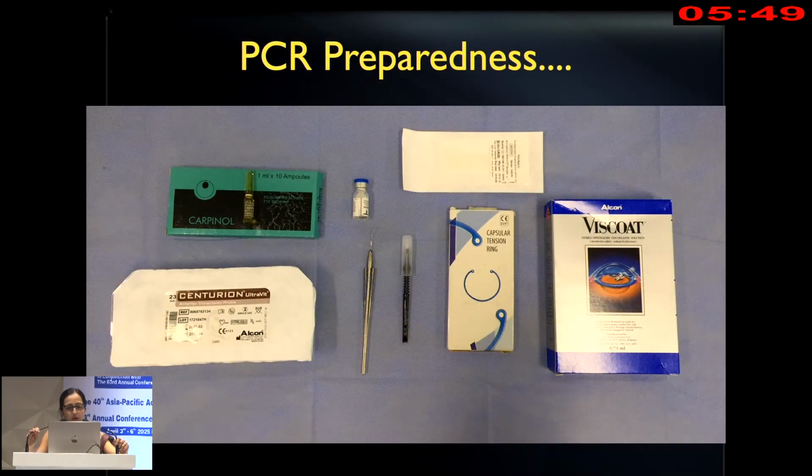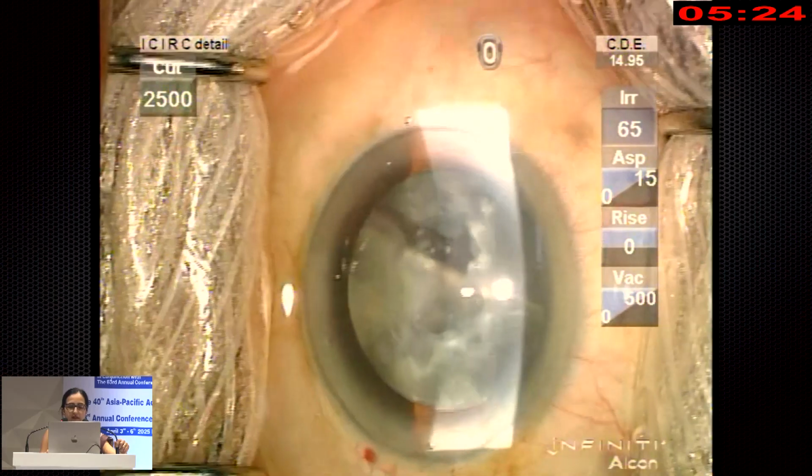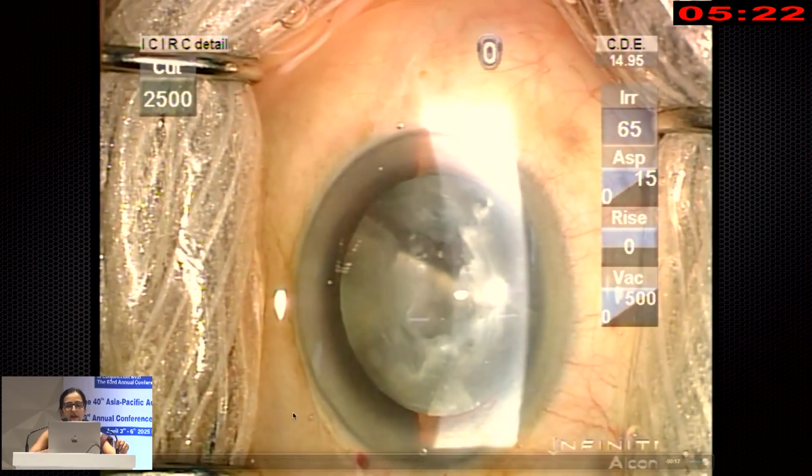The second most important, or probably the first most important step of any surgery, should be, before you start, you should have either a separate box which has all the PCR instruments, or a PCR kit or something like that, where you have necessary microforceps, trocar, rings, viscoelastic, triamcinolone, pilocarpine or Miochol, and the vitrector, of course. So this again is a different scenario, not the one I started off with.